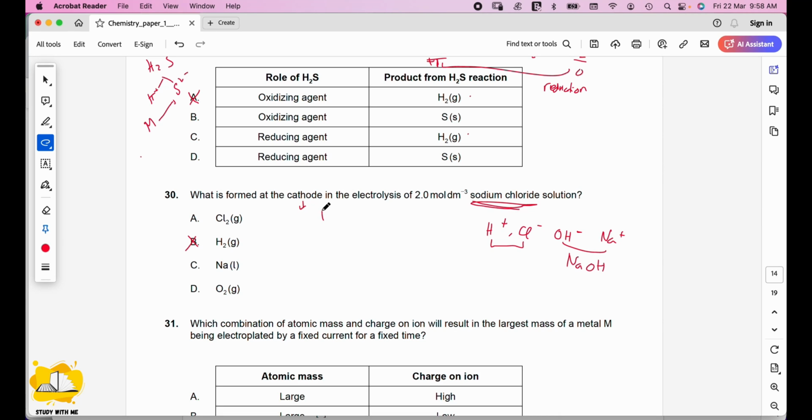Okay, as you know, the cathode will be negative, and the anode will be positive. So if it's a negative charge, the positive ion will be attracted to the negative charge. Hydrogen is positive, so that's why hydrogen would be at the cathode.